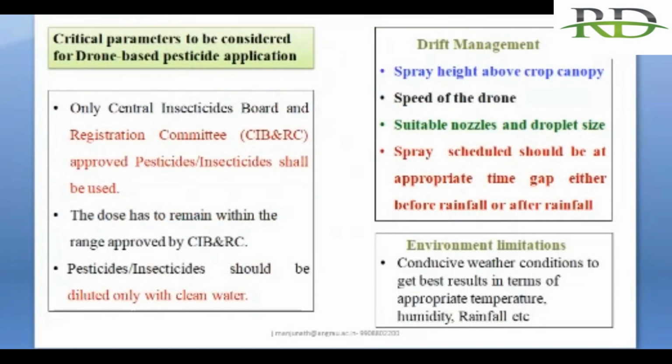Next. These are some critical observations: drift management as well as the environmental condition is also very important. Only CIB&RC recommended pesticides can be used for drone applications.